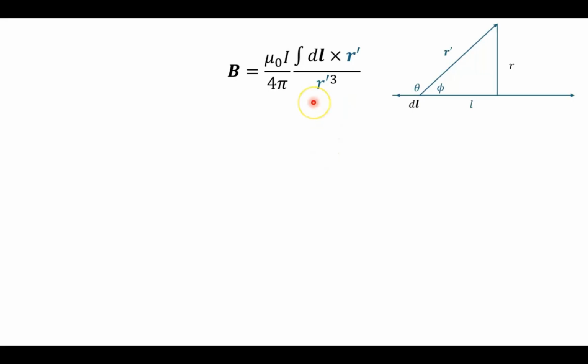Now we are going to find the magnetic field. We know the cross product's magnitude is this one, and we won't care about the direction because we can always find the direction of the magnetic field here by using the right hand rule.